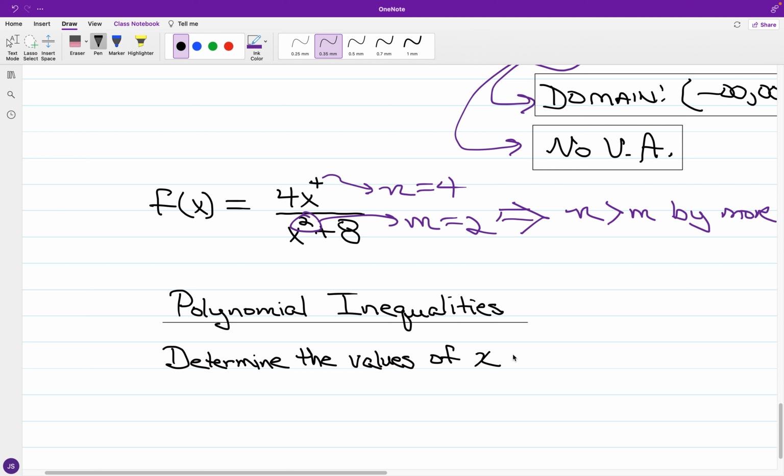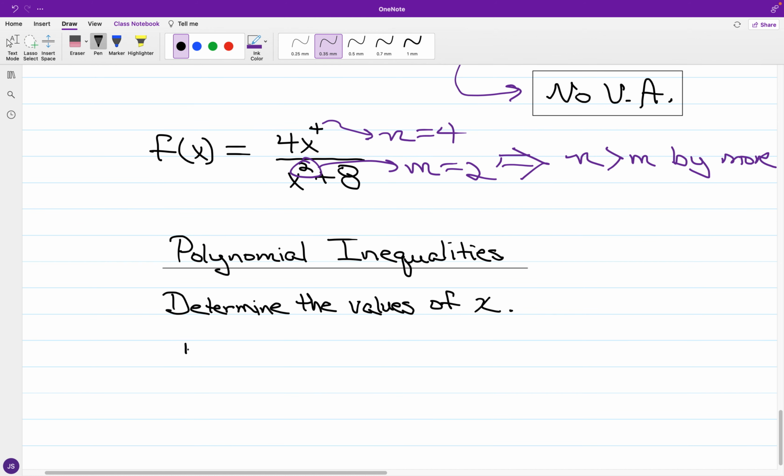Say we're looking at determining the values of x for the following, and we're just going to have comparison to 0. So we're working around x squared minus 4. So you have x squared minus 4 is equal to 0. And say we have x squared minus 4 is less than 0.